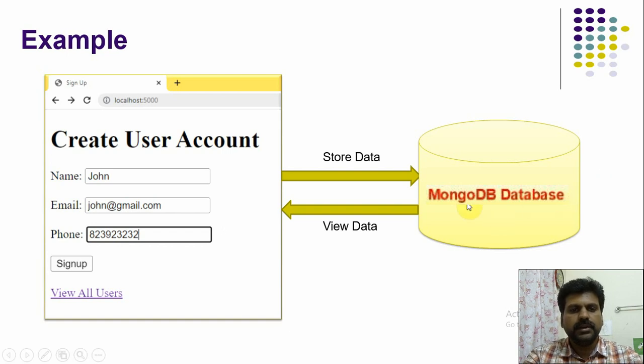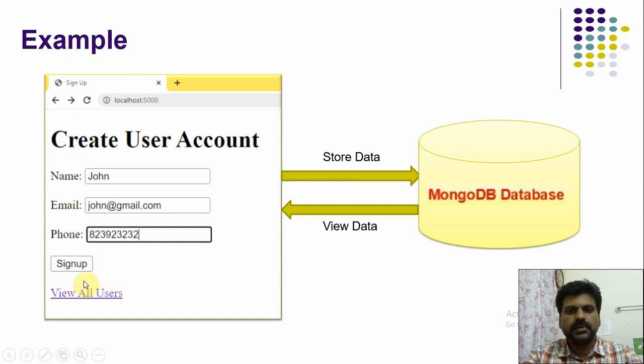So here I'm going to take this example of how to get user data such as name, email and phone numbers. And when I click the sign up button, it will store the data in the MongoDB database. And I have given one link called view all users. When I click this link, I can see the data already stored in the database, on the page.